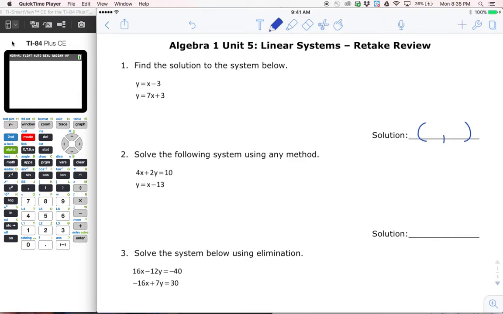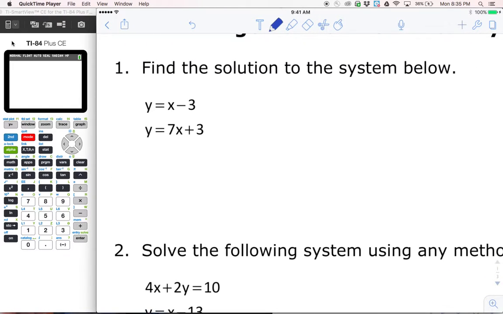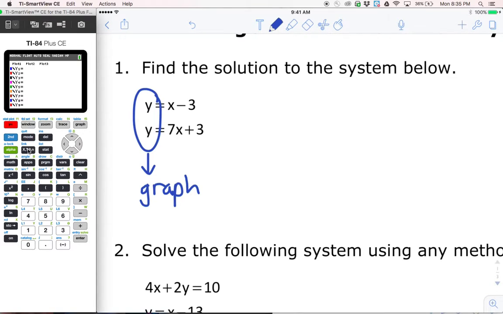Now this particular problem, you can do it any way you want. However, I would strongly recommend, since you've got y equals and y equals, that you graph this in your calculator. So we're going to go to y equals. We're going to type that in. We're going to type in x minus 3. And our next one, which is 7x plus 3.